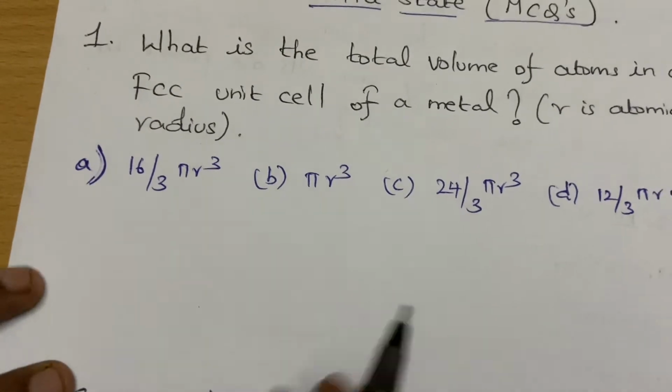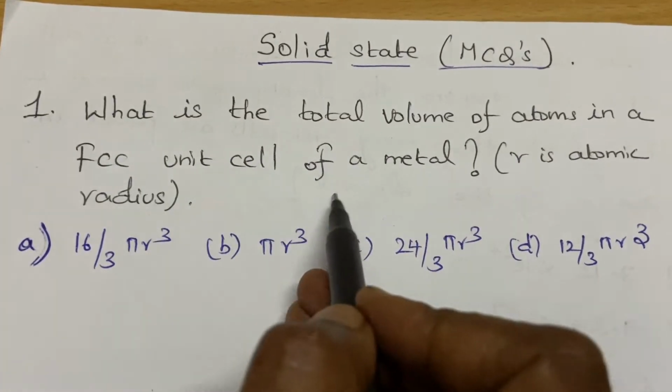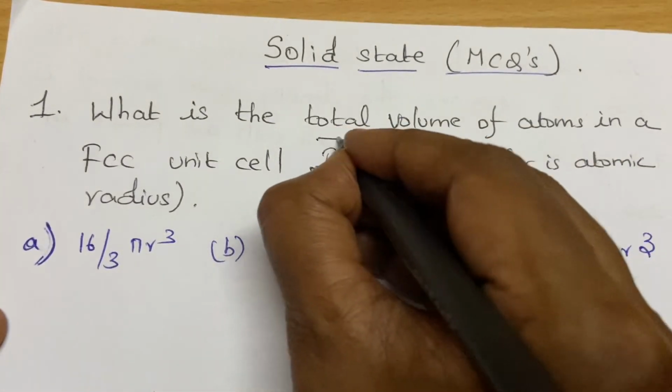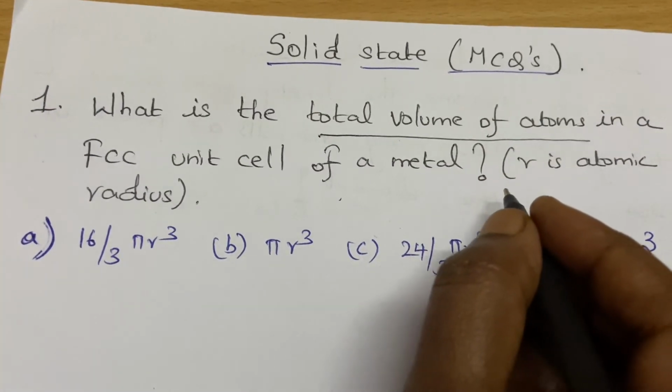So this is enough. Straight away we will enter into the problems. What is the total volume of the atoms in an FCC unit cell of a metal? You should not be confused. They are asking for the total volume, the volume occupied by the atoms in the FCC unit cell.